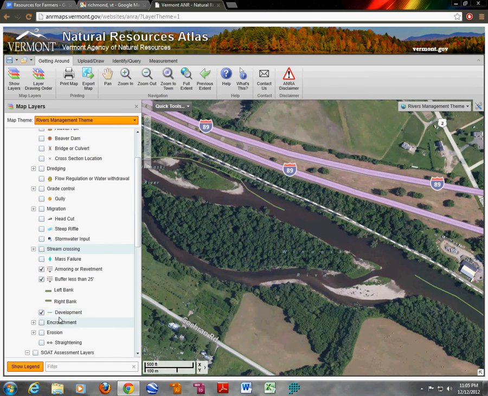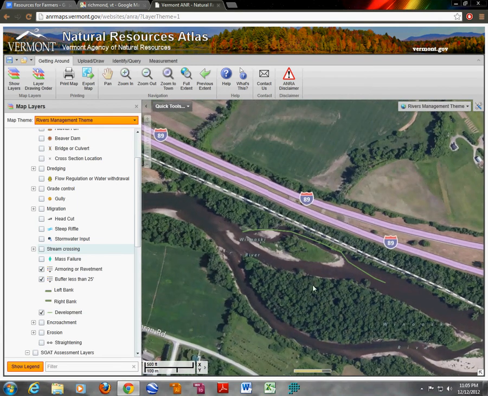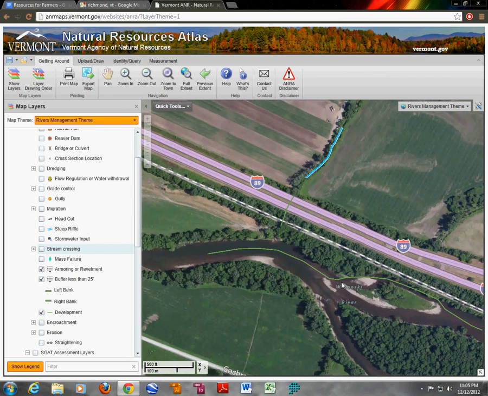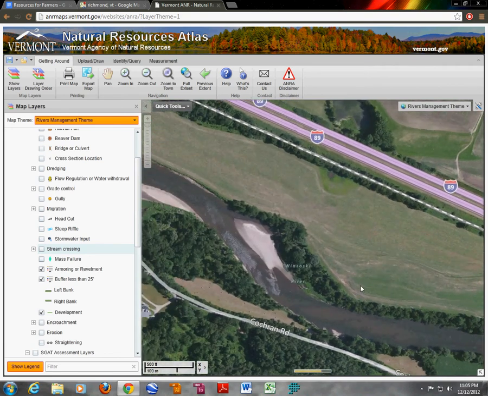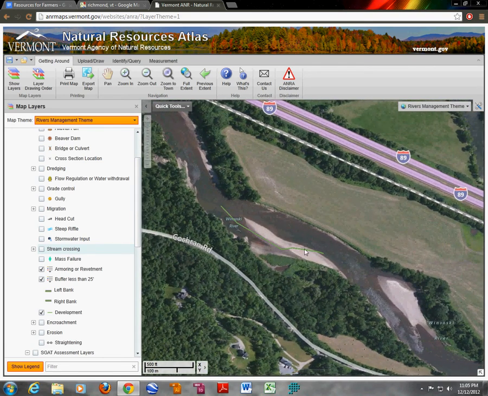And so this development tab, this layer, shows where development has occurred alongside the river and kind of is encroaching on the river, where people have built railroads or roads or houses or any sort of development along the river. And this is important. A lot of these hydrologic processes and stream modifications, a lot of the problems coming is because of development along the river and kind of the clash between people and the river.